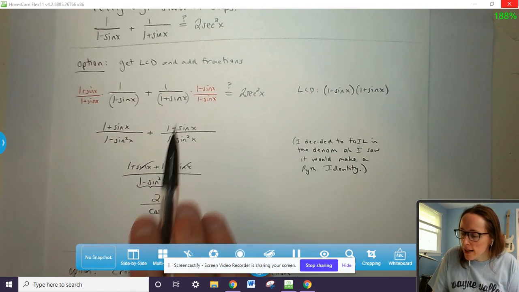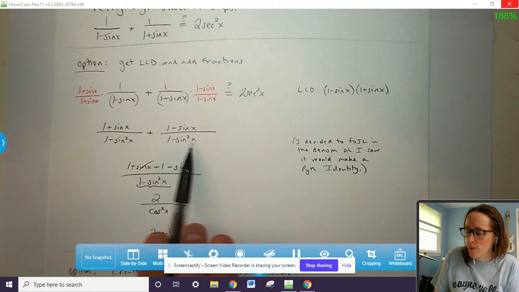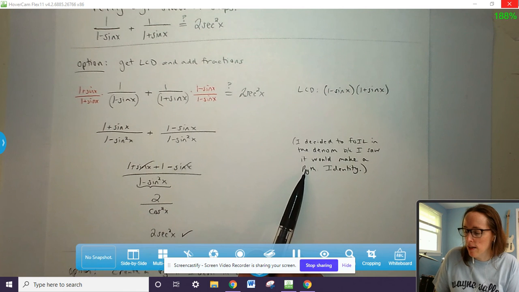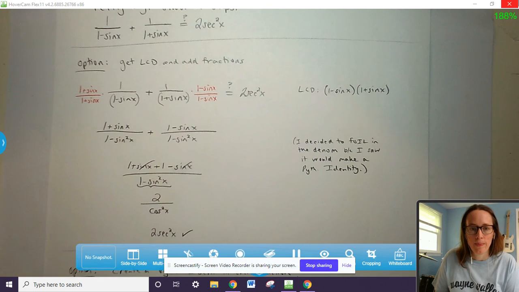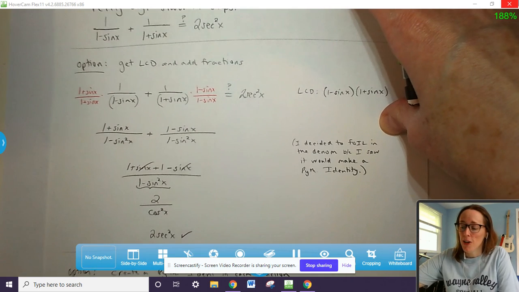So once you get that LCD, this time I did multiply out in the denominator because I recognized it was going to be a Pythagorean identity. And you get down to your answer pretty quickly. If you need further explanation on any of those steps, just let me know.